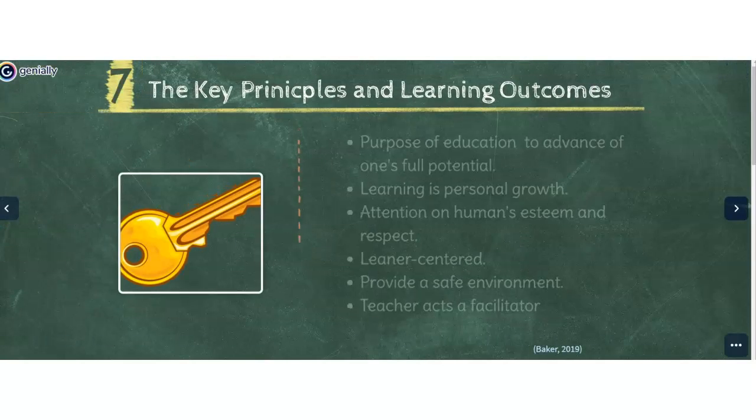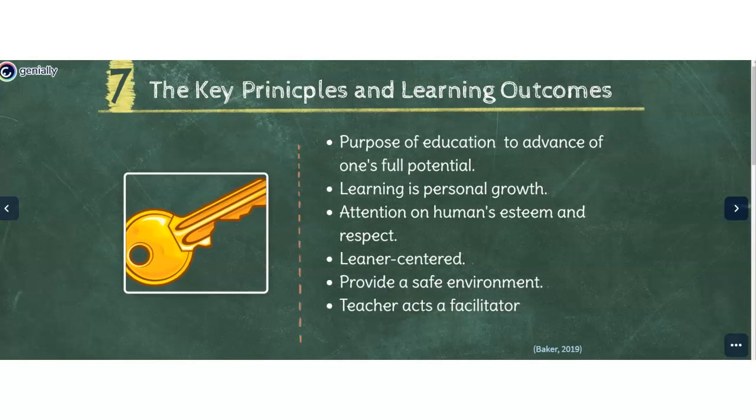Key principles and learning outcomes. First, the purpose of education is for learners to progress towards autonomy and the realization of one's full potential. Learning is personal growth. Attention is on human freedom, dignity, potential, and respect for the individual. Learners are in control of their education, and it is learner-centered. And teachers provide students with a non-threatening environment so that they will feel secure to learn.